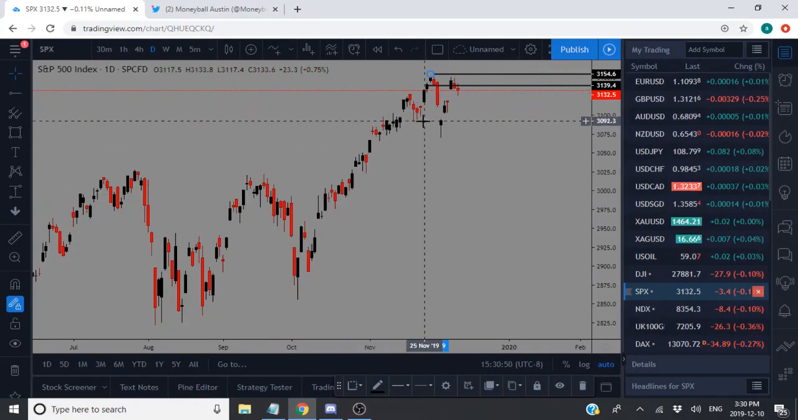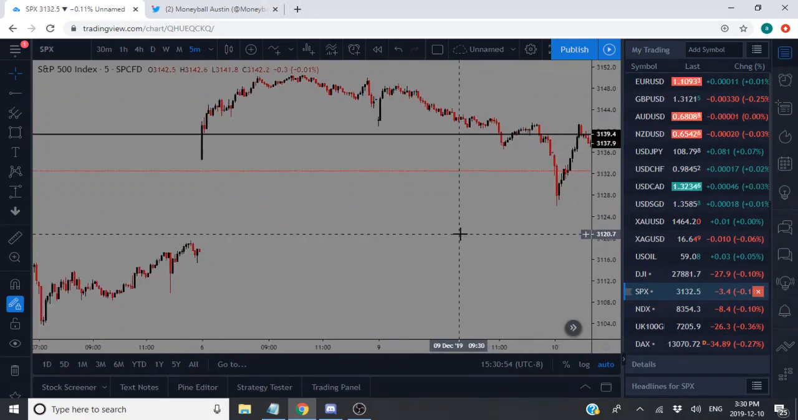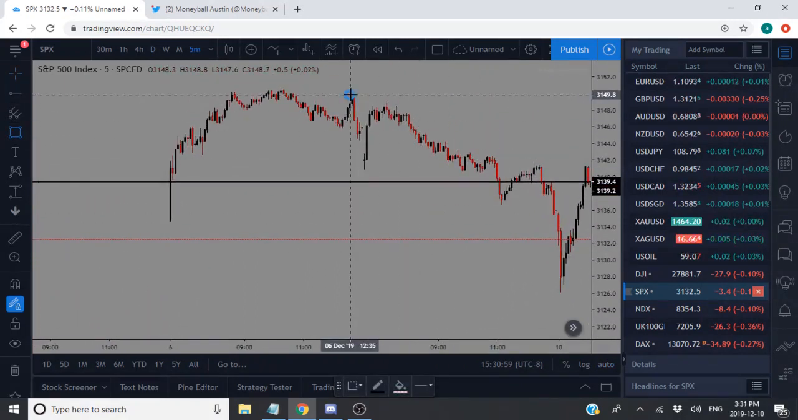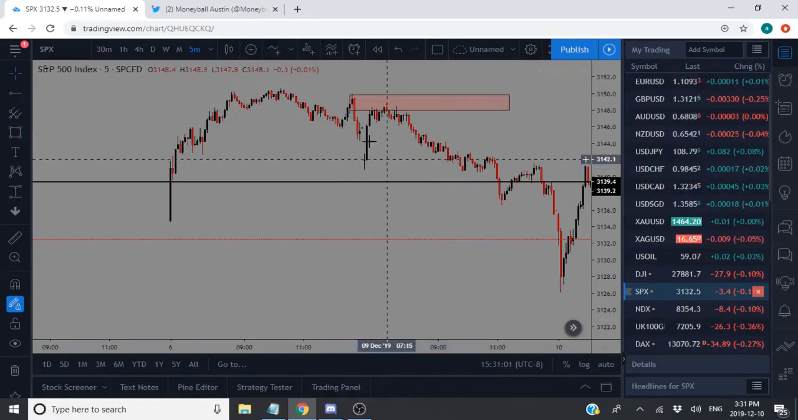Broke trend line, removed demand. We were looking for sells here. We were watching this on the 5-minute time frame. There was a couple opportunities. There was one here. That was your first opportunity to get short.